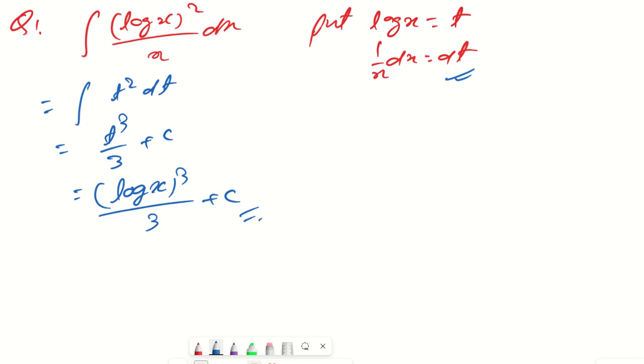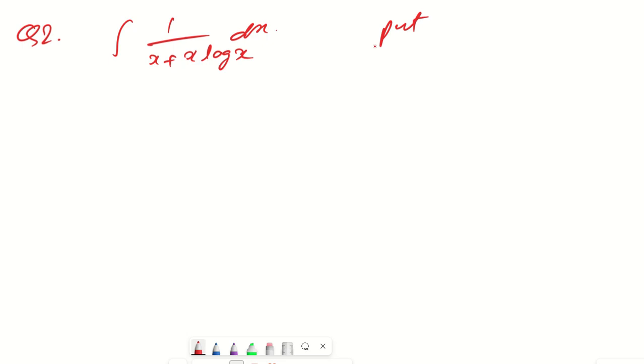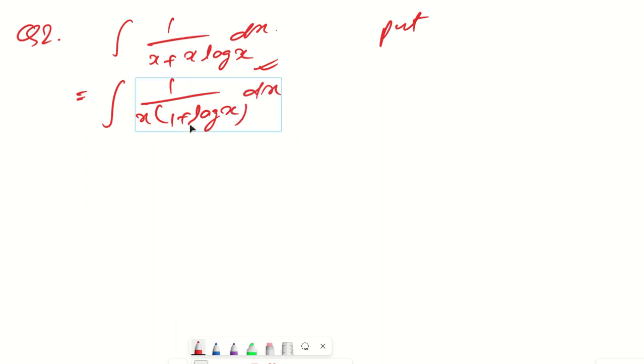Let's take another question. Question 2 is integration of 1 by x plus x log x dx. It is in this form, so can we do a little bit of simplification? It becomes 1 by x times (1 plus log x) dx. So now it has become very simple. If we substitute for 1 plus log x, it will become a little easy.